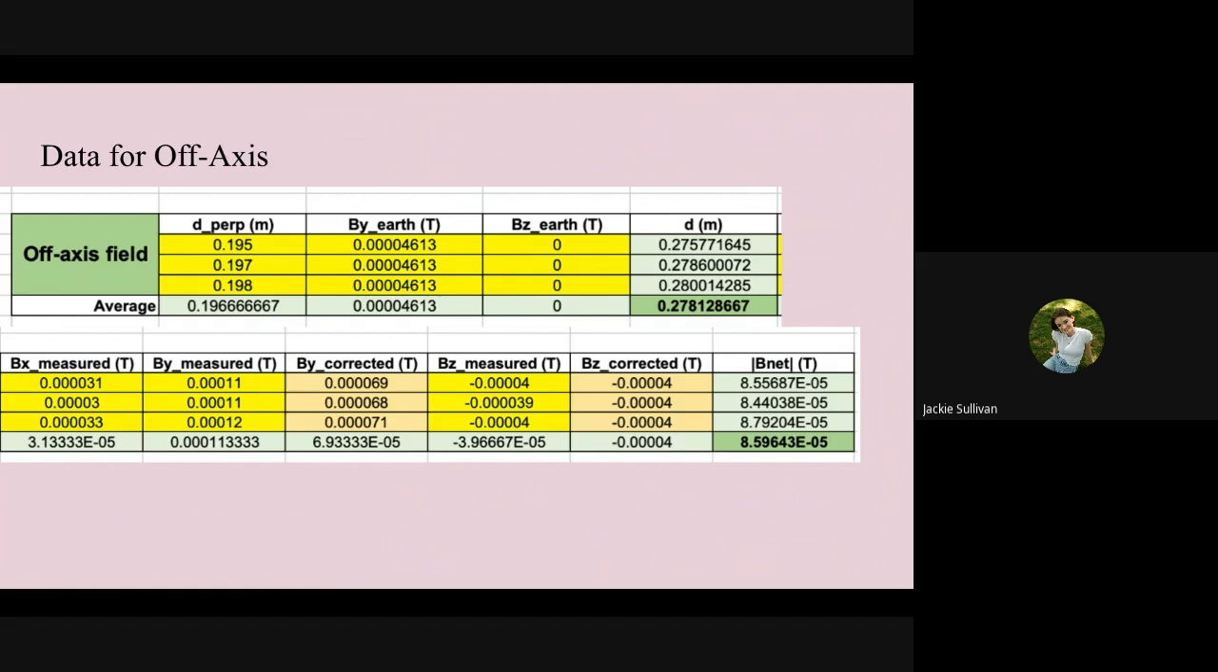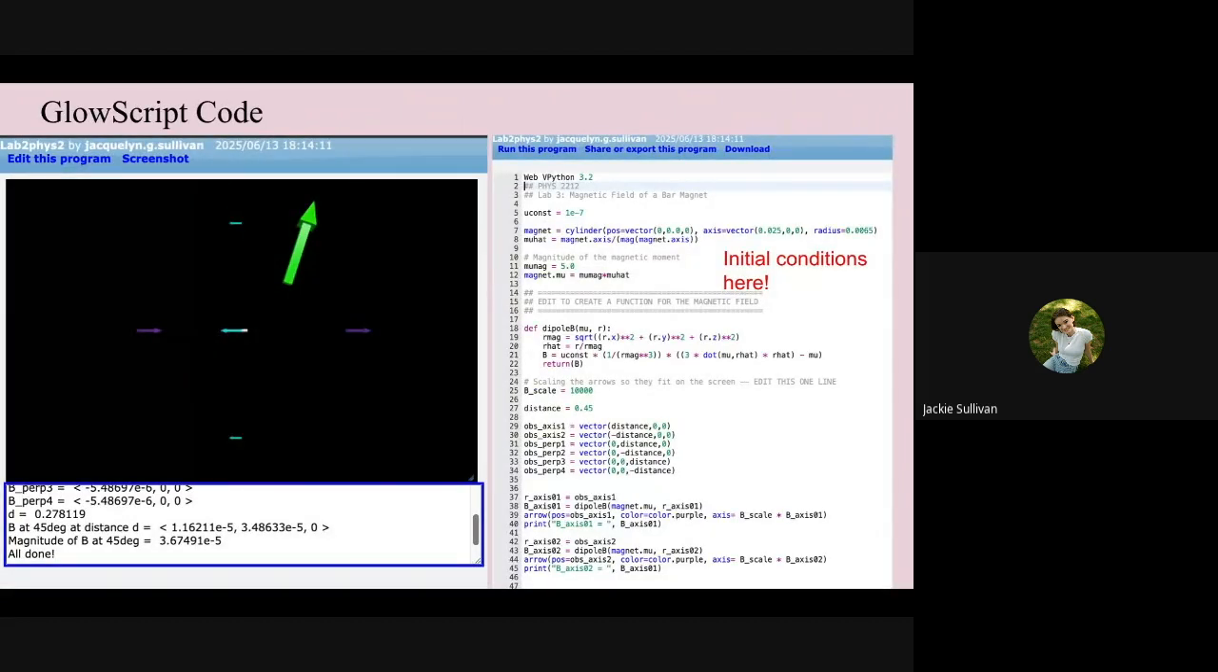I then repeated the entire experimental process for off-axis, and you can see all of the data that I collected for off-axis. I also modeled this in GlowScript, and you can see all of my initial conditions in the first part of the code. I made sure to put in all of my calculated values, including the distance and also what we calculated mu to be. And then you can see all of the arrows that turned out. This is about what we expected and close to what we got in the experiment, obviously with some minor differences between some of the sizes and magnitudes of the arrows.